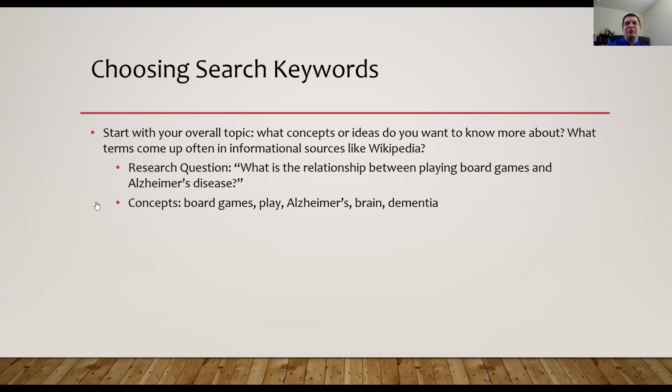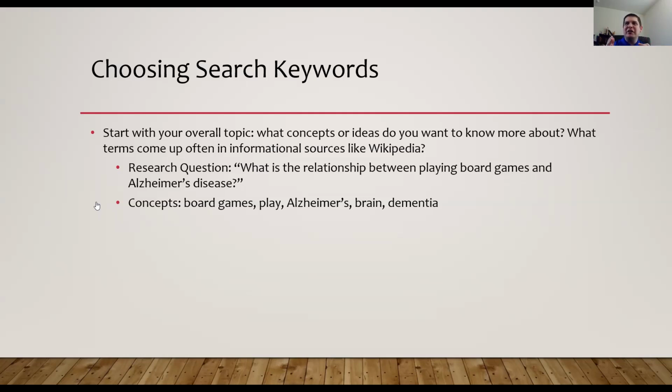So those two keywords by themselves are not going to be very helpful. But if I combine them with others, then I might start getting somewhere. I could try just board games, Alzheimer's. I probably put board games in quotes there. You can search the whole phrase. I could try board games and dementia. Alzheimer's and dementia are related diseases. I could even try board games, play, and brain and see what I come up with.